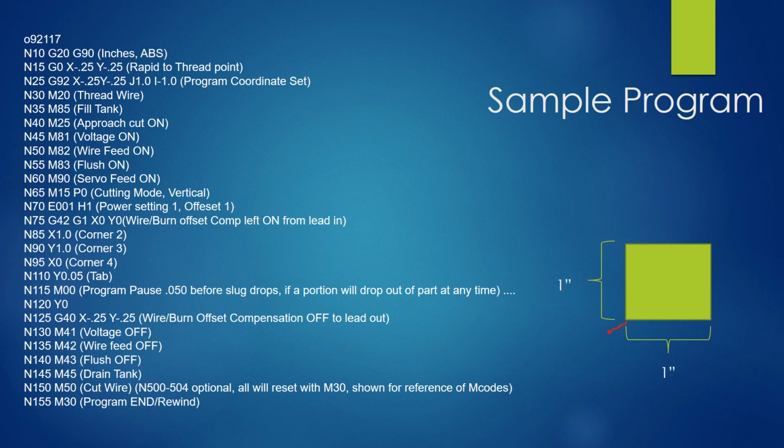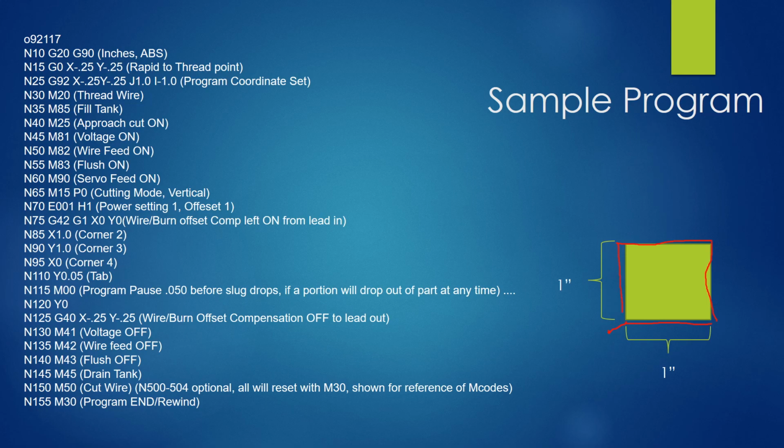and we're then going to go to corner 2 here, so X1. Then we're going to go to Y1. Woohoo, hope it's a little straighter than that on the machine. Then an X0, and then a Y of 0.5.